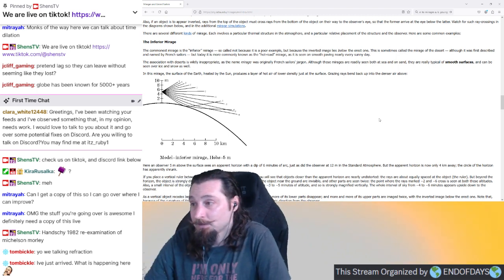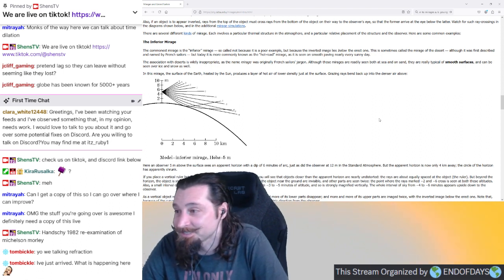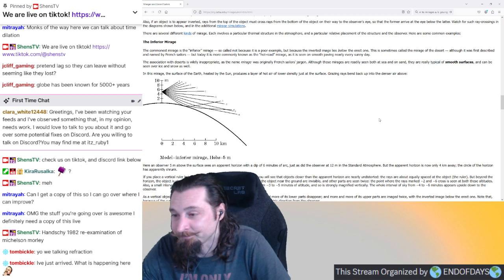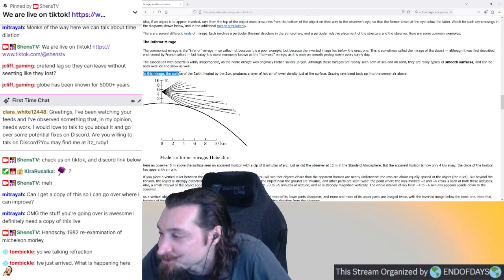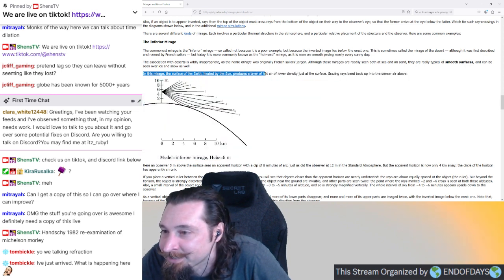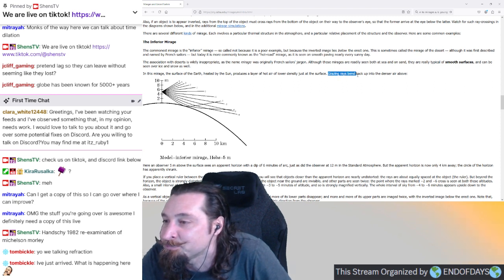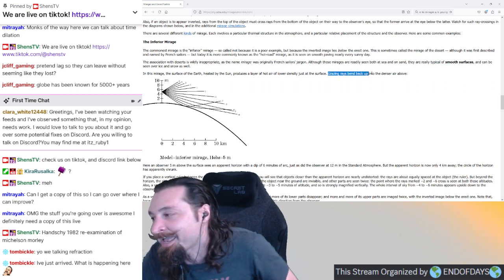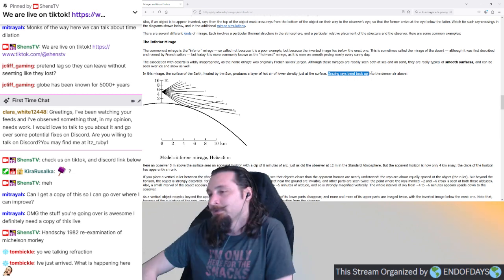No, by very definition it is a reflection, like upward. No, it's refraction. You literally say it in your own citation. It's grazing, which means it's reflecting, bouncing back up. Not reflecting, this is bending. Your own citation, listen. In this mirage, the surface of the Earth, heated by the sun, produces a layer of hot air of lower density just at the surface. Grazing rays bend back up. That is not a reflection. That is a refraction, regardless of what he thinks it is.